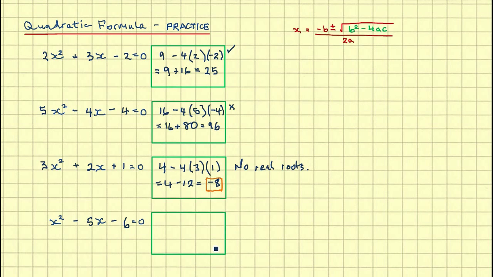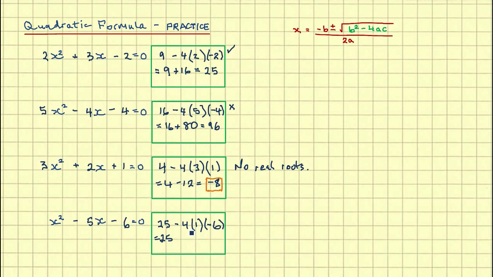Let's have a look. You might want to pause the video, do it yourself, but if not, just watch me work through it and see if that makes sense. So we've got b squared minus 4ac. So b squared in this case is minus 5, so minus 5 squared is 25, so we start there. Minus 4 times a, which is 1, times c, which is minus 6, negative 6. Okay? What does that give us?